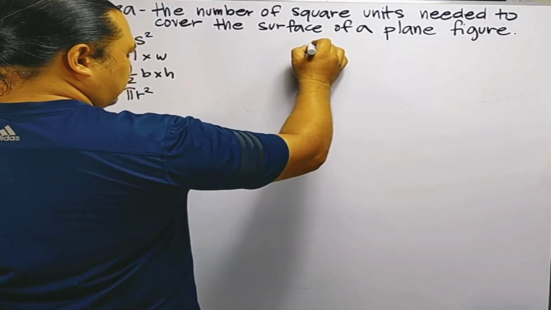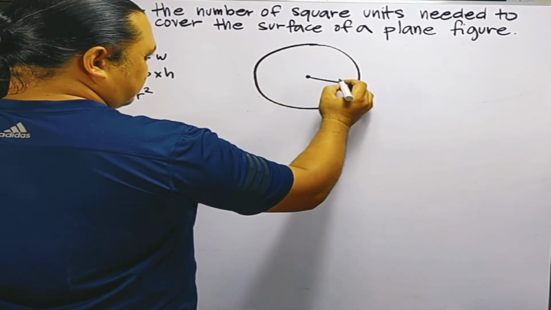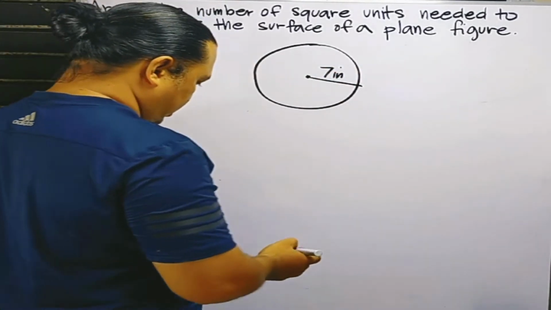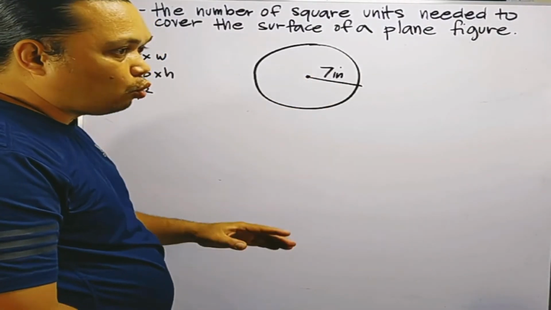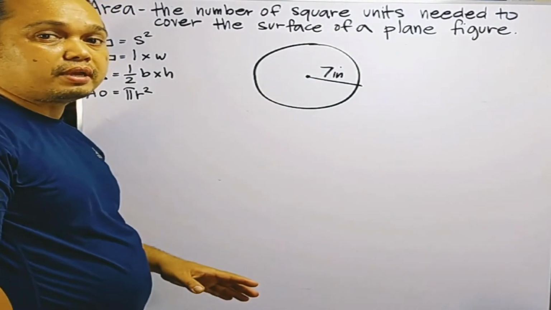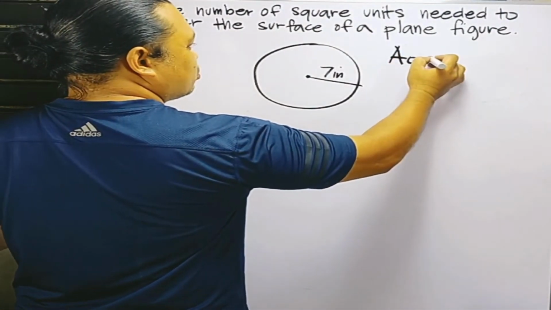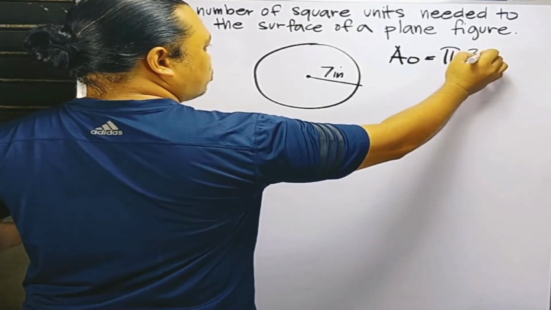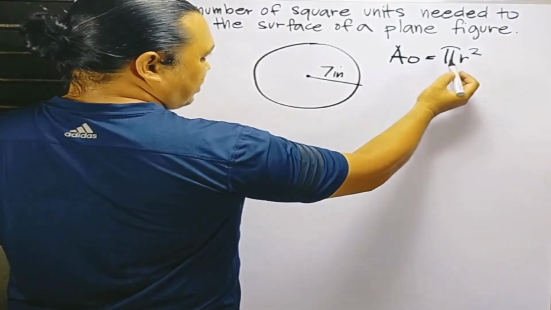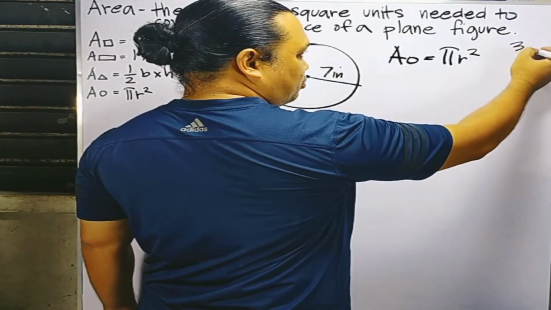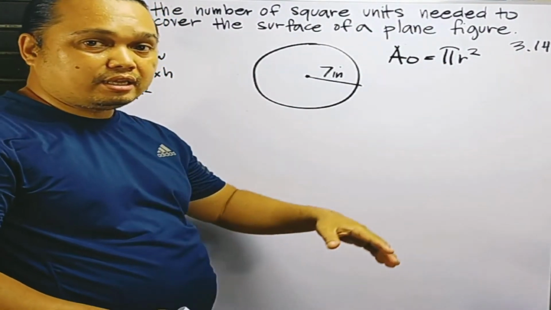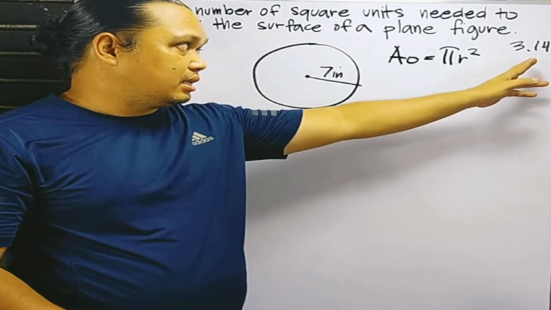For example, we have here a circle that has a radius of 7 inches. Now we want to get the area of this circle. How do we get the area? By using the formula: area of a circle is equal to pi r squared. Here r is the radius and pi is a constant. If we deal with circles, pi is a constant, which is 3.14. That's the constant value of pi every time we deal with circles.